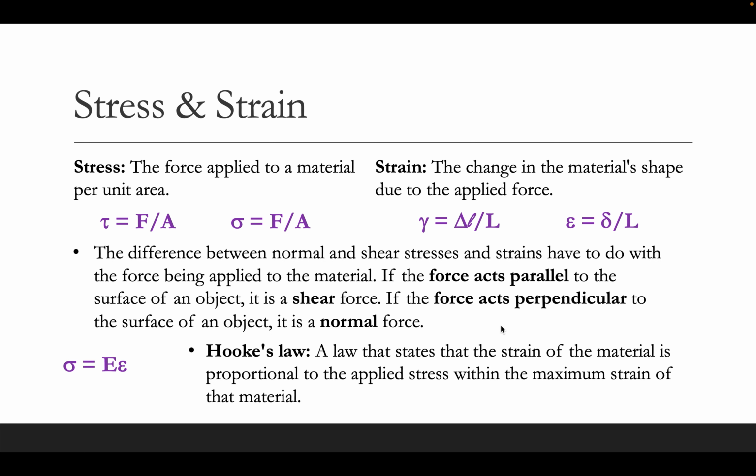The difference between normal and shear stresses and strains has to do with the force being applied to the material. If the force acts parallel to the surface of an object, it is a shear force. If the force acts perpendicular to the surface of an object, it is a normal force. In addition to these equations, we will use Hooke's law, which states that the strain of the material is proportional to the applied stress within the maximum strain of that material.